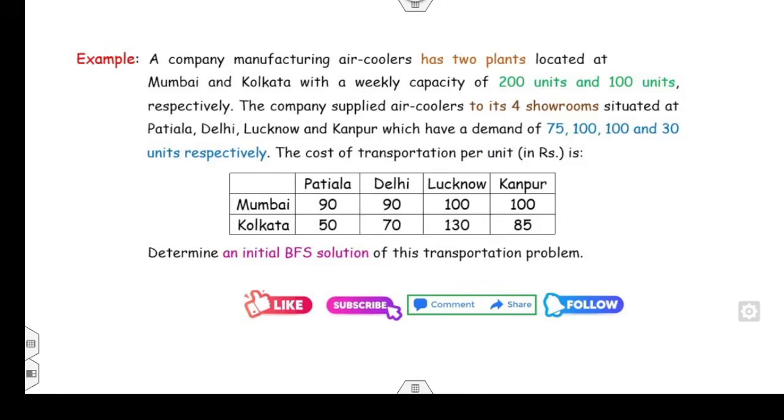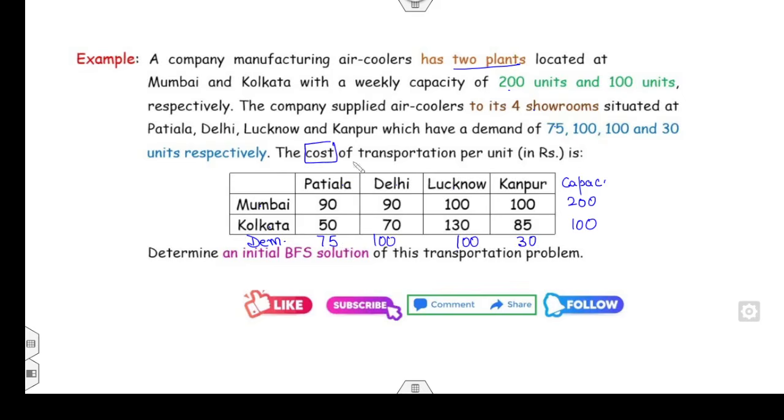Chaliye, look at this another one. The manufacturing company air cooler has 2 plants located at Mumbai and Kolkata. Weekly capacity is 200 and 100. They supply their cooler to the 4 showrooms located at Patiala, Delhi, Lucknow and Kanpur with the demands 75, 100, 100 and 30.